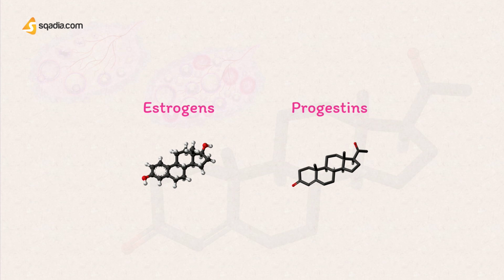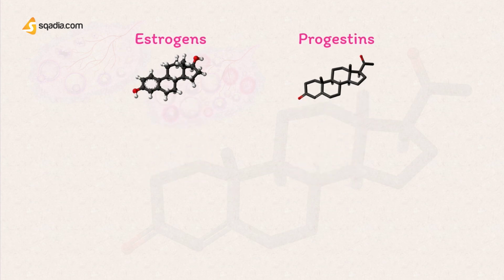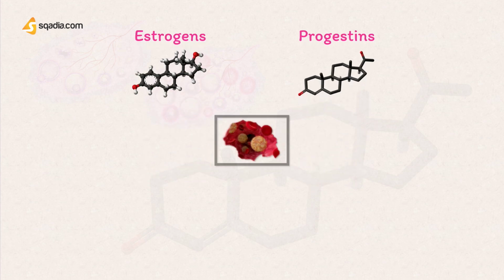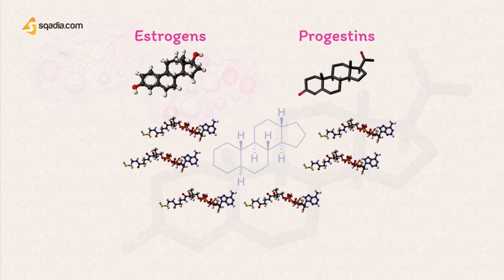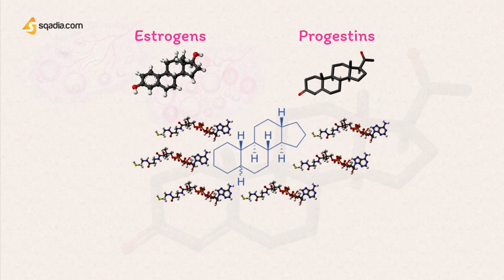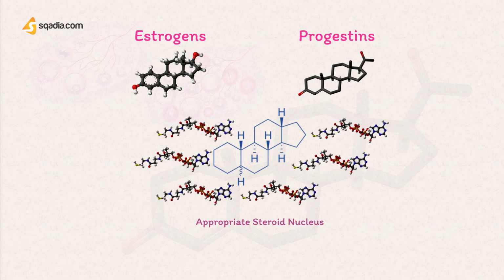Now let's talk about the synthesis of estrogens and progestins. Estrogens and progestins both have a steroidal nucleus, hence they are derived from cholesterol. This cholesterol is taken up by the ovaries of the female body from the blood and then converted into these steroidal hormones. Another compound that is responsible for the production of estrogens and progesterone in the body is acetyl CoA. Multiple molecules of acetyl CoA combine together to form an appropriate steroidal nucleus.